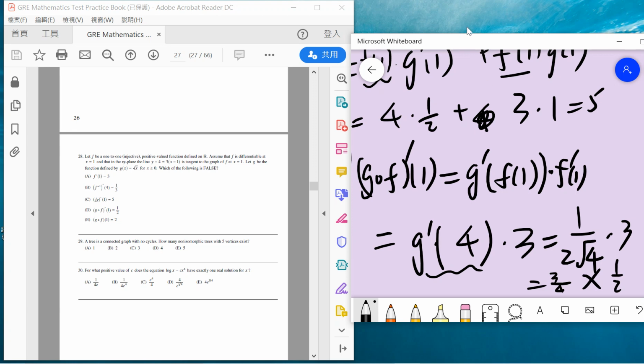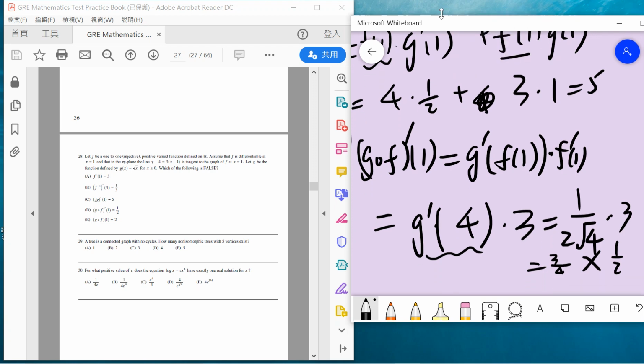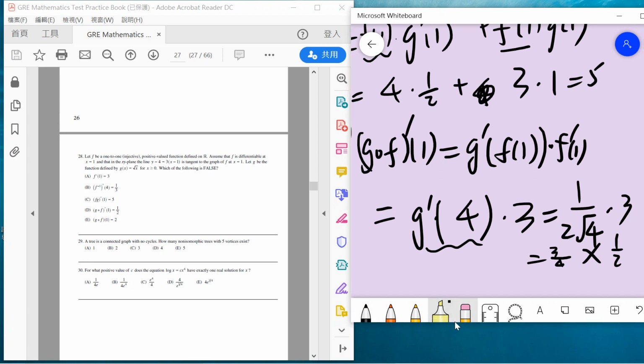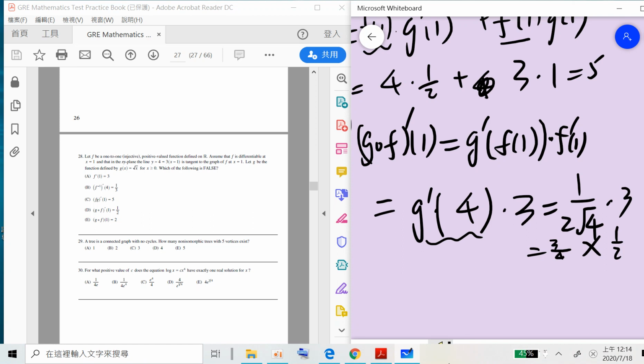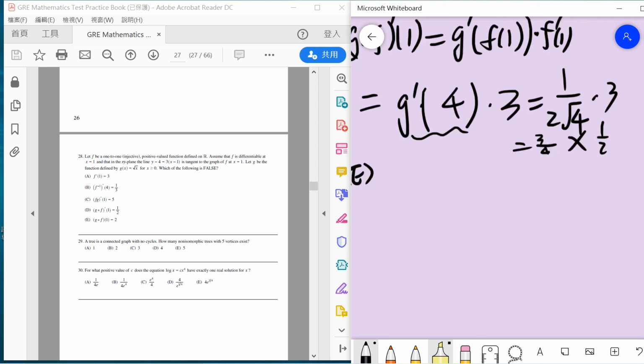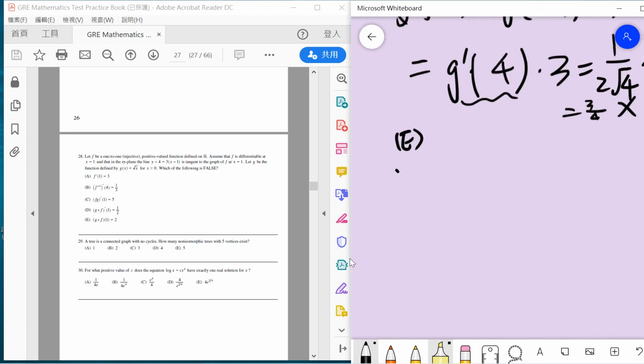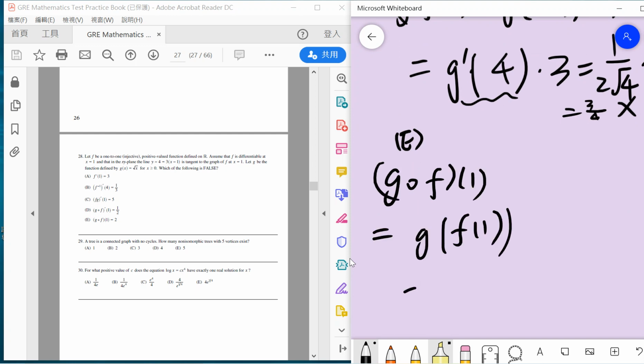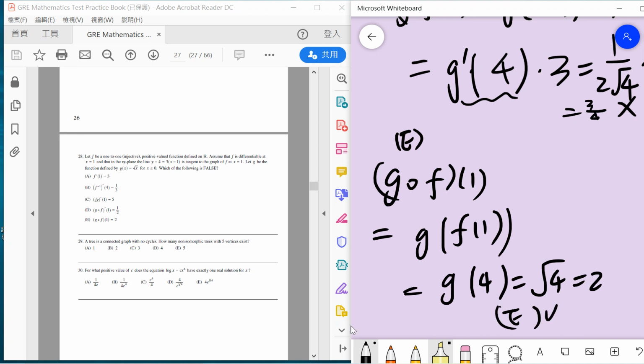Okay, so let me see E. So g of f of 1. f of 1 is 4. So the square root of 4 is 2. So E is correct. So the answer for this question is D.